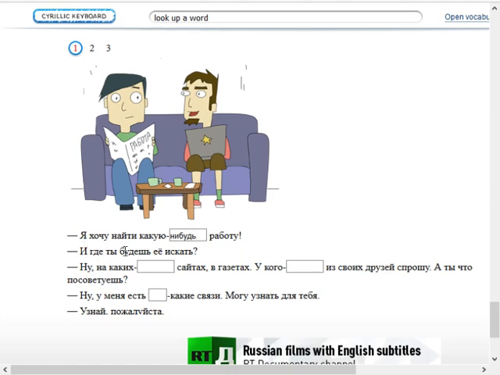И где ты будешь ее искать? And where will you look for her? Because работа is feminine. Ну, на как... I guess here again, so site is like a website, an internet site. So I think here he's saying, I'll just copy and paste нибудь from here rather than having to type it again. Ну, на каких-нибудь сайтах, в газетах. Well, in some websites, in the newspaper. У кого-нибудь из своих друзей спрошу.